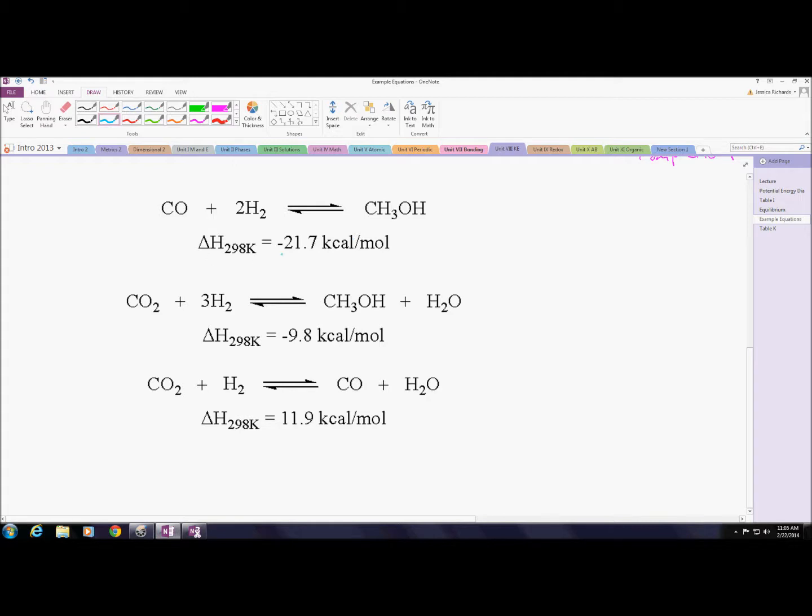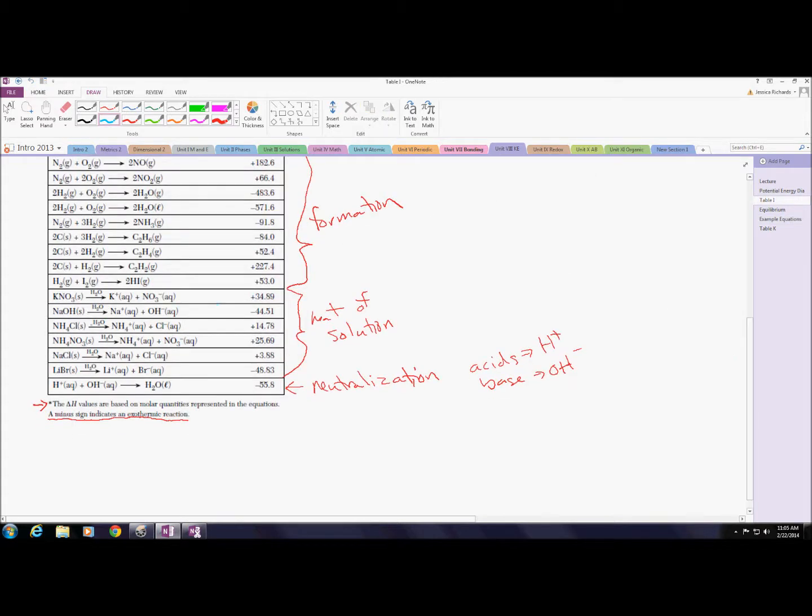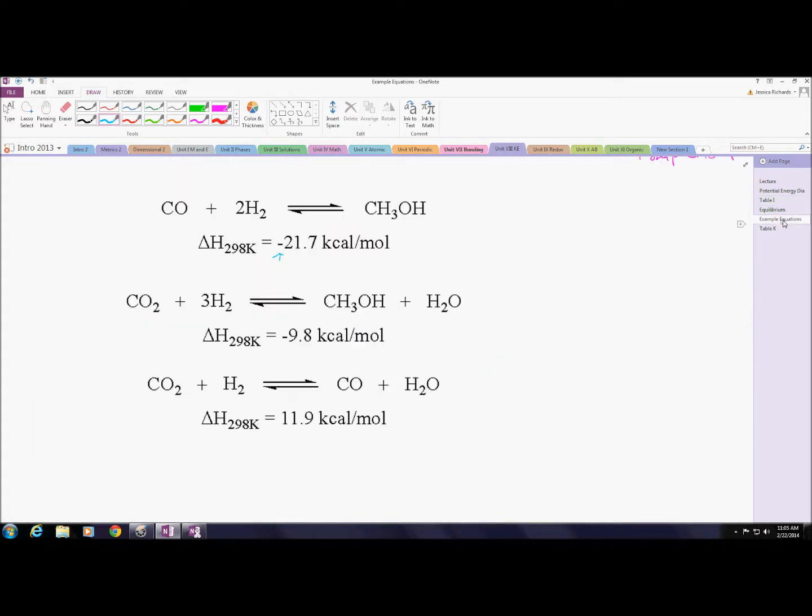Remember that we said on reference table I, if the delta H is negative, then your reaction is exothermic. So if this delta H is negative, it's exothermic. Heat goes on the right as a product. This one's negative, so heat would be on the right as a product. This last one is positive, so heat would be on the left as a reactant.